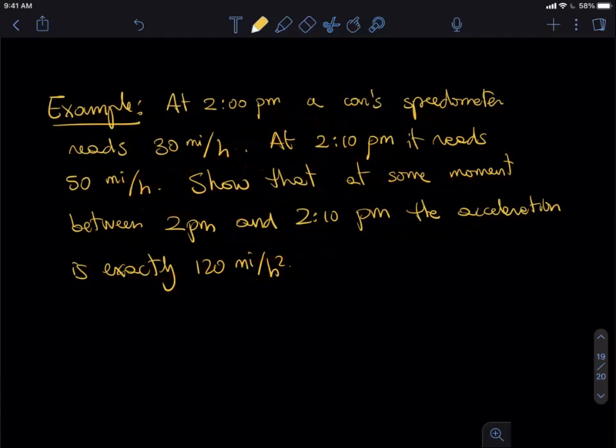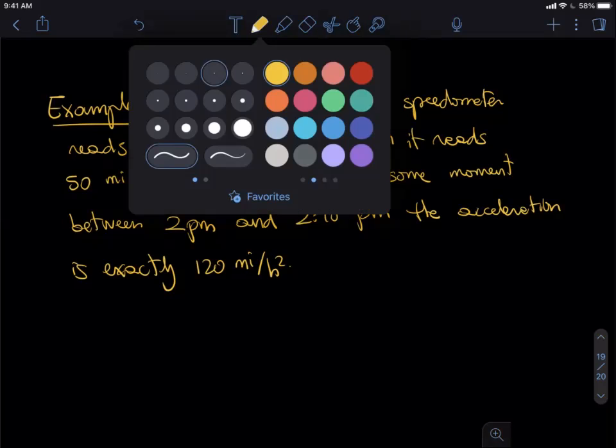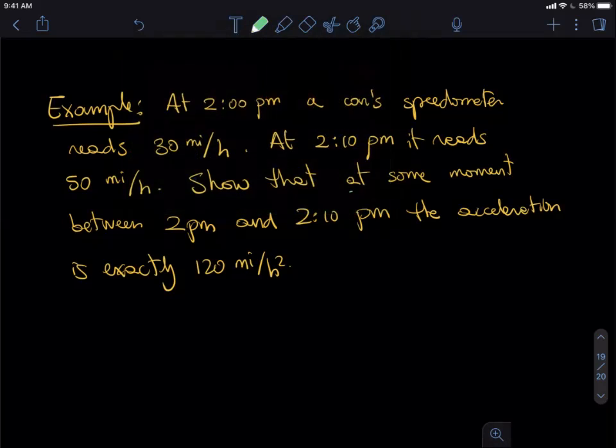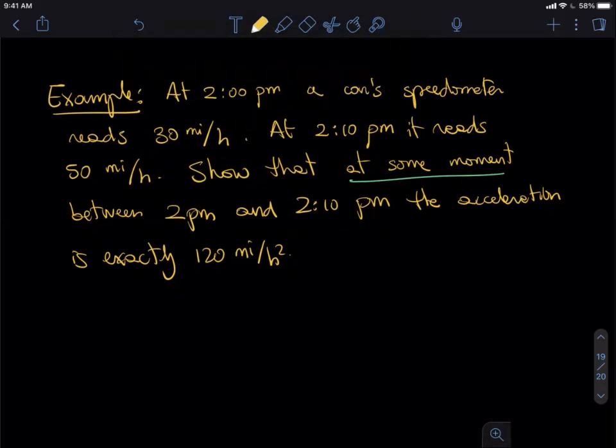So how to do this problem? We don't really have a lot to work with, and actually it's interesting that it says show that at some moment. That is not telling you to find the time, find the moment. It's saying at some moment. So that gives a hint that we may want to apply the mean value theorem here.